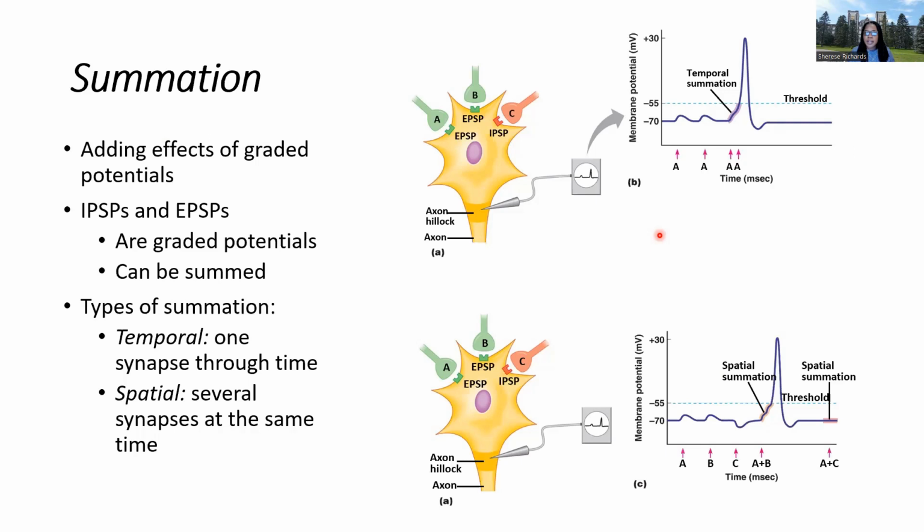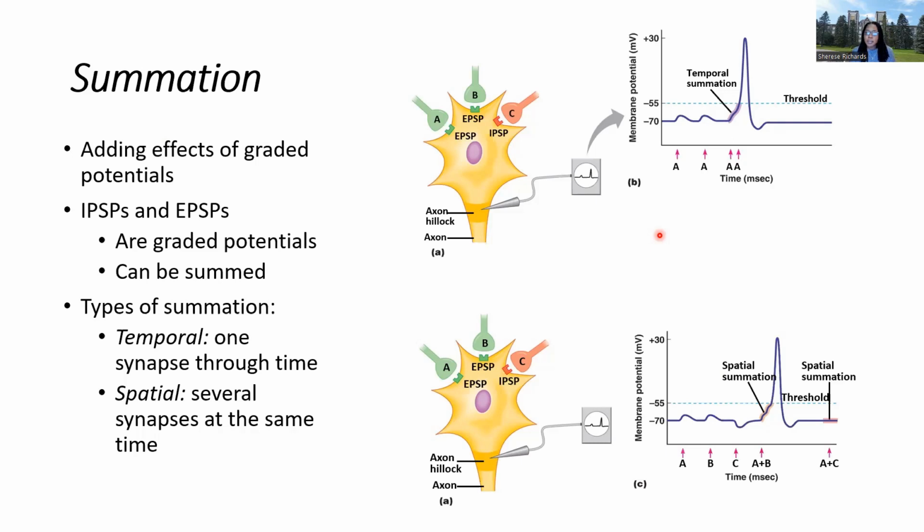Now, along with thinking about summation, we want to think about what type of graded potential it is. So remember, graded potentials can be either IPSPs, which are inhibitory changes, or negative membrane potential changes, or they can be EPSPs, which are depolarization, right? Or positive membrane potential changes.